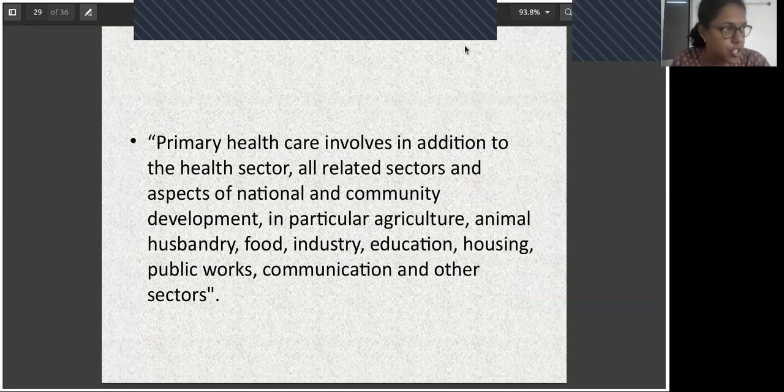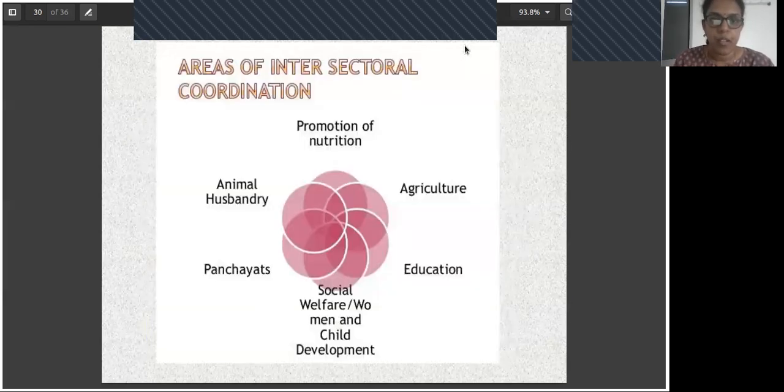That is like agriculture, you have to include animal husbandry, then you have to take into consideration food industry, education, housing, public works comes in. If you think of providing proper water and sanitation, of course, public works comes in. Your transportation, everything. Then communication and other sectors. So the various areas of intersectoral coordination are promotion of nutrition, agriculture, education, social welfare, panchayat, and animal husbandry.